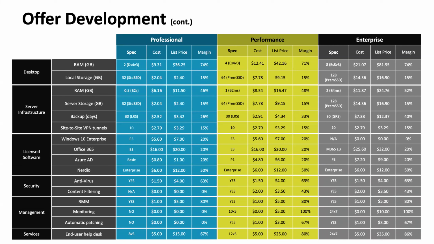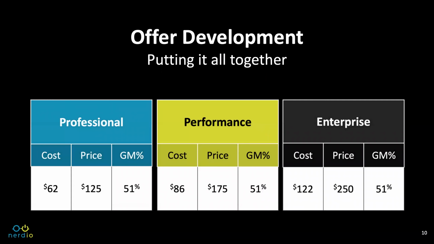And then once you roll all of this up together, what you end up with is a matrix that looks like this, that basically shows you what each plan is at the price that you've selected. So you selected the prices of 125, 175, and 250, and you've calculated the cost of each one of these components, which in this case is $62, $86, and $122. That comes from just adding up the cost column for each and every item in this list here, and getting the resulting gross margin.